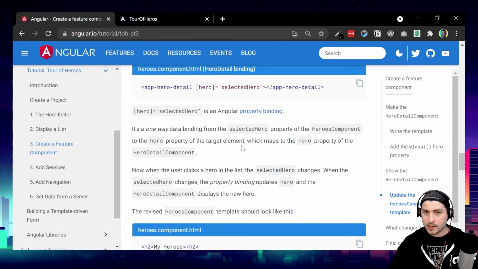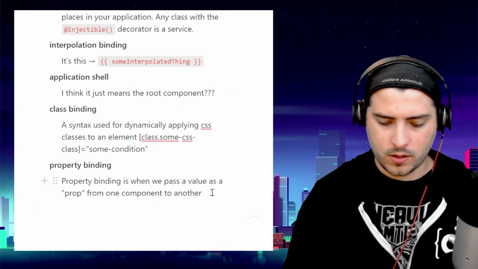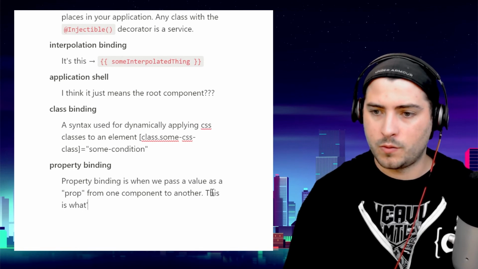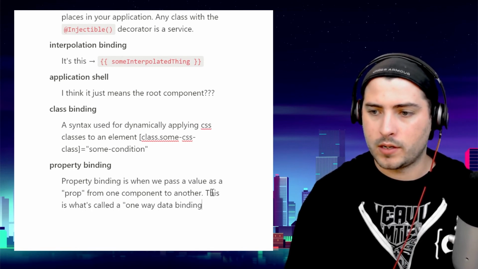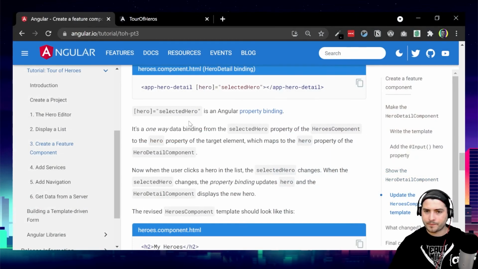Okay, back to the tutorial. It's a one-way data binding from the selected hero property. I guess that's worth mentioning too. This is what's called a one-way data binding. Okay, it's a one-way data binding from the selected hero property of the heroes component to the hero property of the target element, which maps to the hero property of the hero detail component.